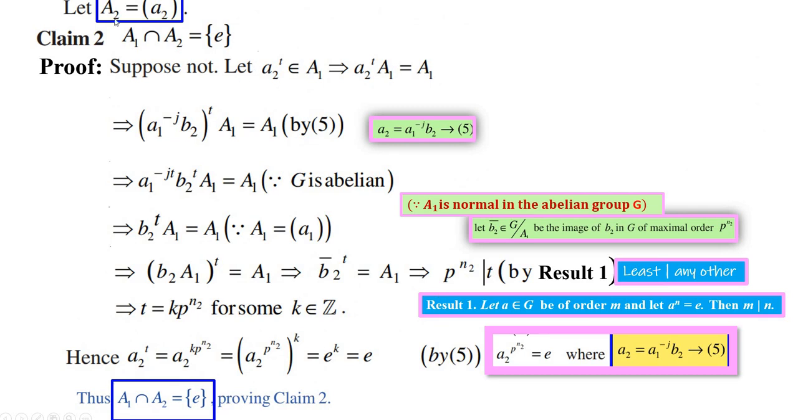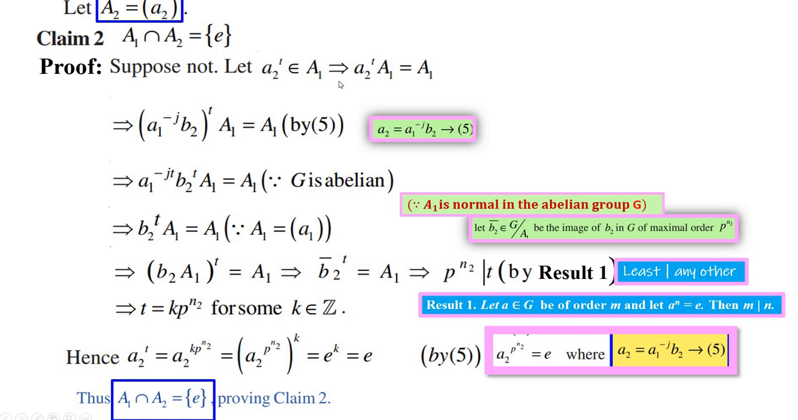So we shall take our A2 to be the subgroup generated by small a2. Now we claim that having got A1 and A2, we are going to claim that A1 intersection A2 is the singleton e. Suppose not, then a2^t, because A2 is generated by small a2, a2^t will be a member over here, and suppose that member is present in A1. Then what happens, we will see.